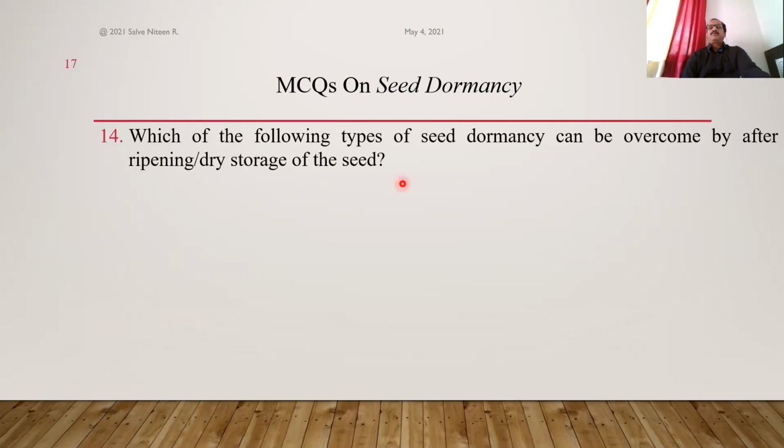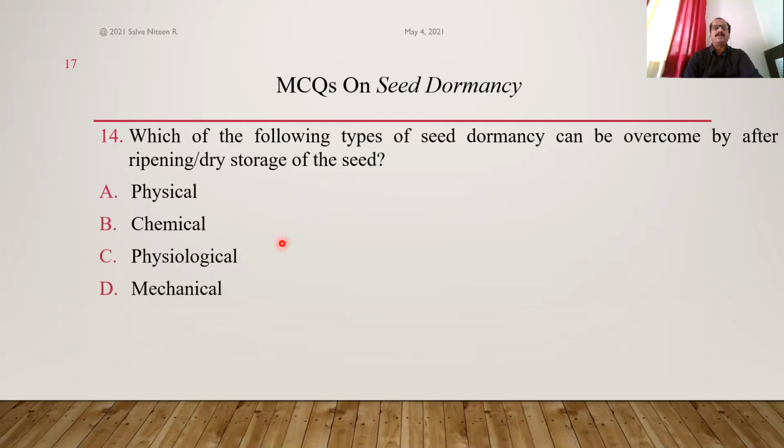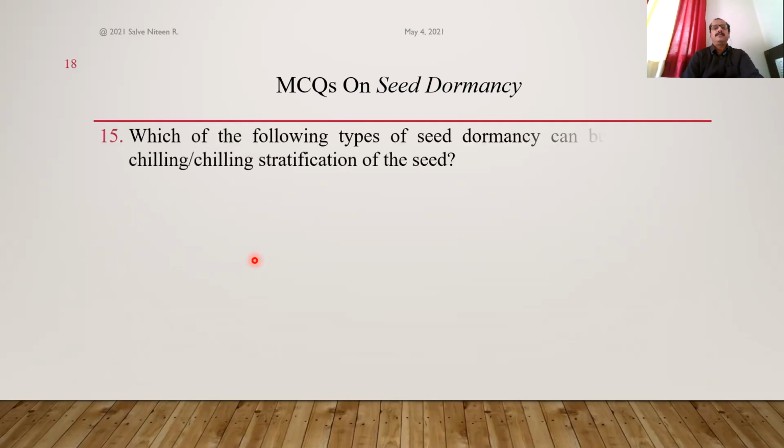Which of the following types of seed dormancy can be overcome by after ripening or dry storage of the seed? Just now we have seen physiological type of dormancy can be overcome by after ripening or dry storage. C is the answer.